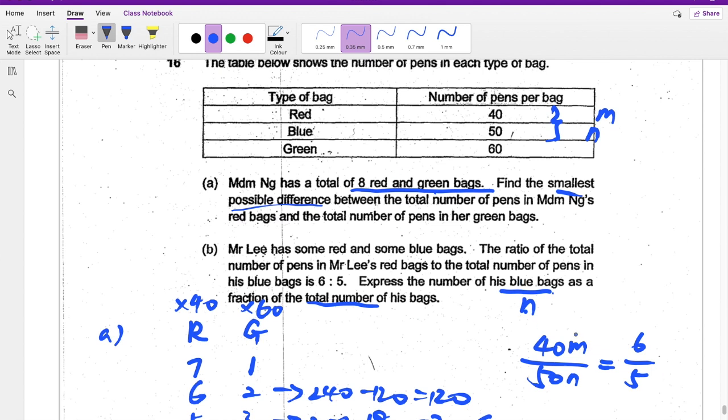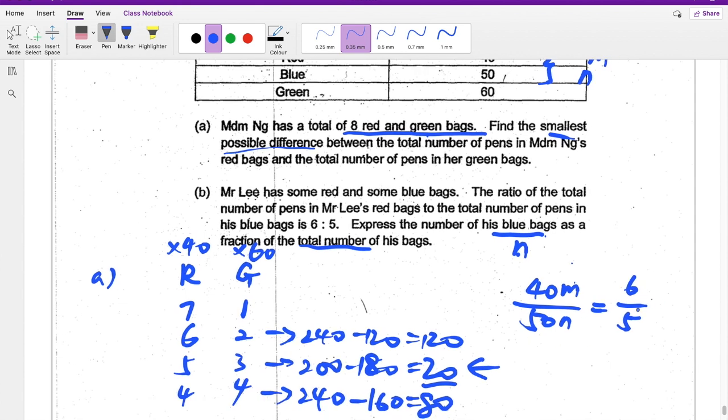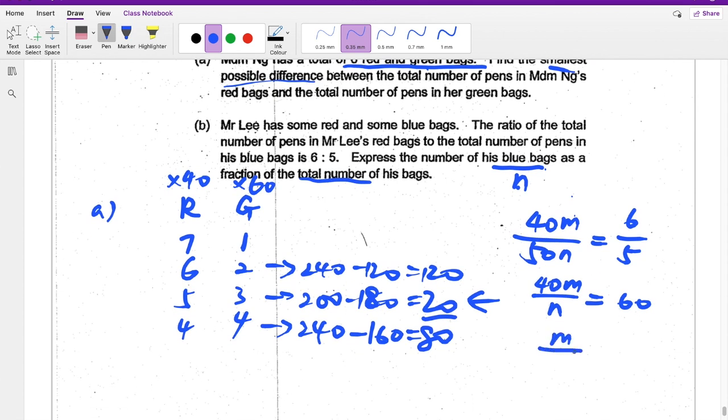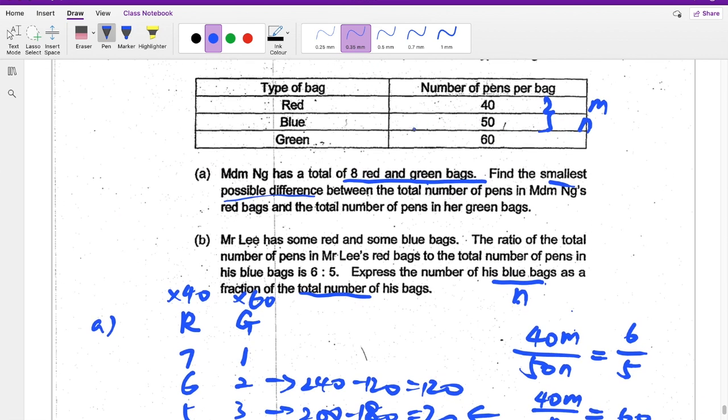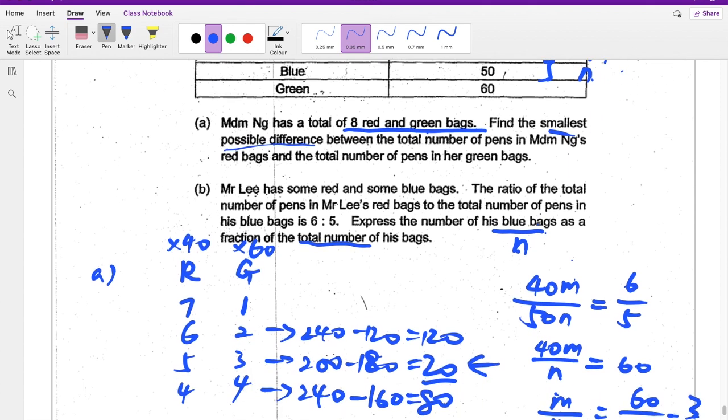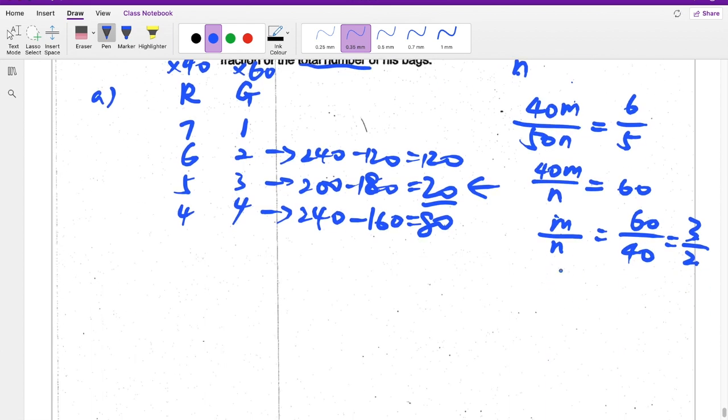So here we would like to find the ratio of m and n. What we do is times 50 to both sides, so it becomes 50 times 6/5, which is 60. So m divided by n is equal to, we divide 40 on both sides, 60 divided by 40, which is 3 divided by 2. So if n is 2, m is 3. Means if blue bags is 2, then red bags is 3. Now we want to express the blue bags over the total, which is 2 divided by 5.